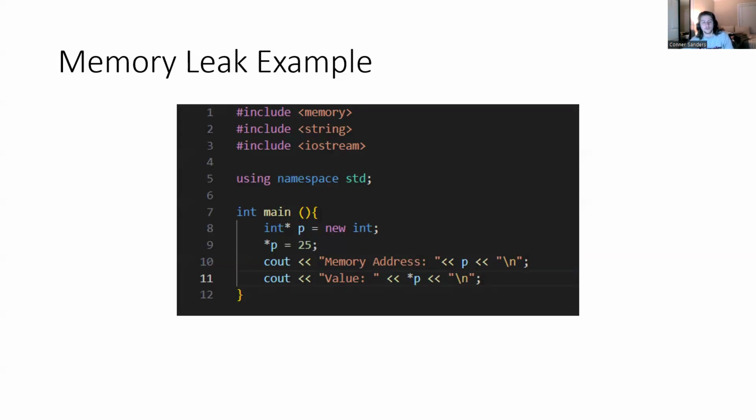In this example, I've created a memory leak. So I have made a pointer and initialized the value, but I never deleted it. So this means that even after the program is finished running, the value 25 is going to stay at whatever memory location this pointer points to.